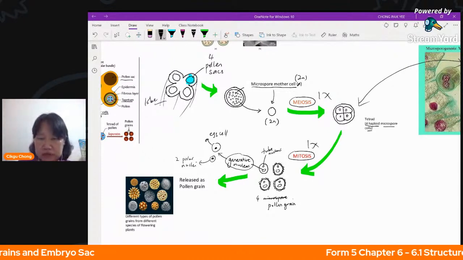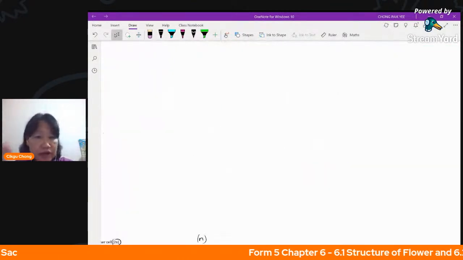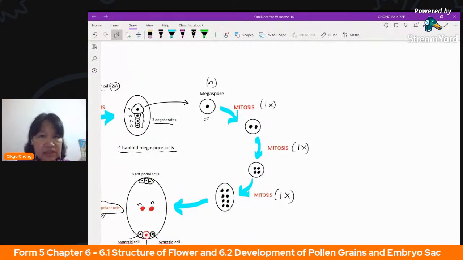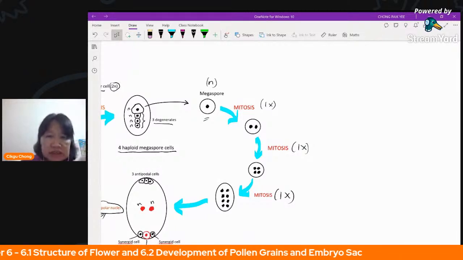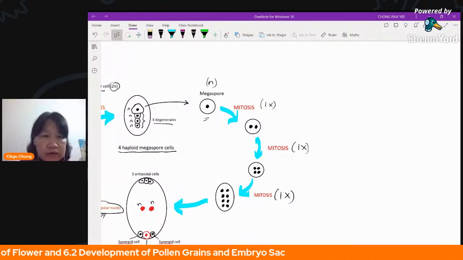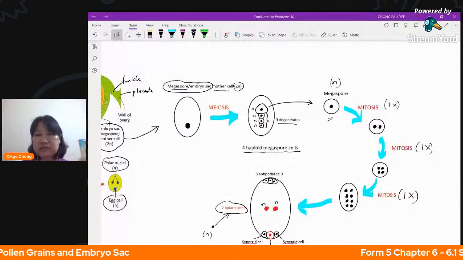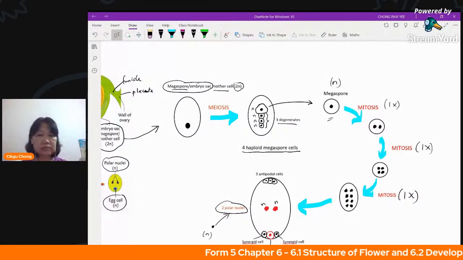For here, maybe you can generate the differences and similarities between these two. One of the differences is mitosis happens 3 times for the female one. Meiosis is 1 time, so that is a similarity. In fact, all this is very open. You can generate your own compare and contrast points.